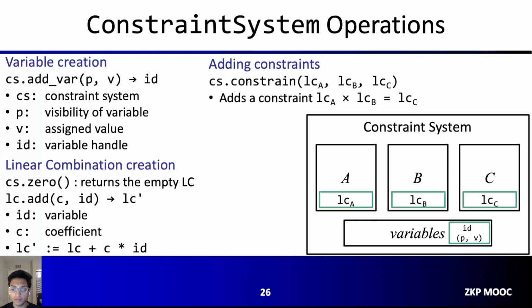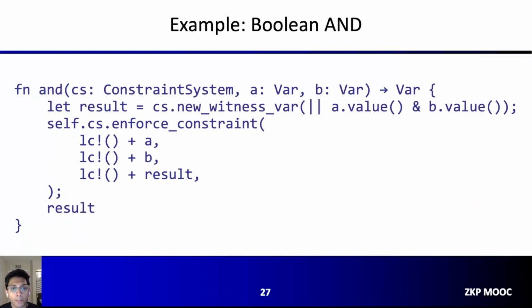Okay, so this is quite a high-level description. Let's see what it actually looks like when you're trying to implement a common operation. We'll take the example of performing a Boolean AND. So we'll define a new Rust function, which takes as input the constraint system, a variable A representing the first input to the AND, and another variable B representing the second input to the AND. What we will do is construct a new variable result, which is a witness variable. So this is just shorthand for passing the private visibility into the new var method.